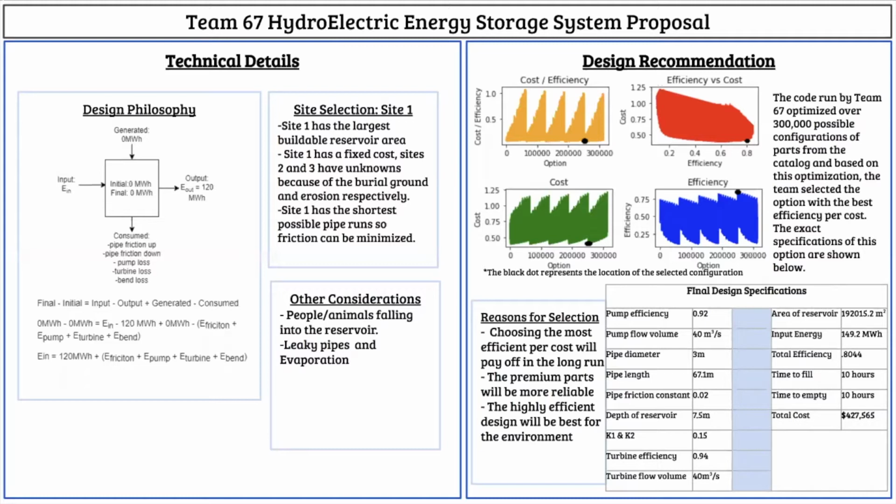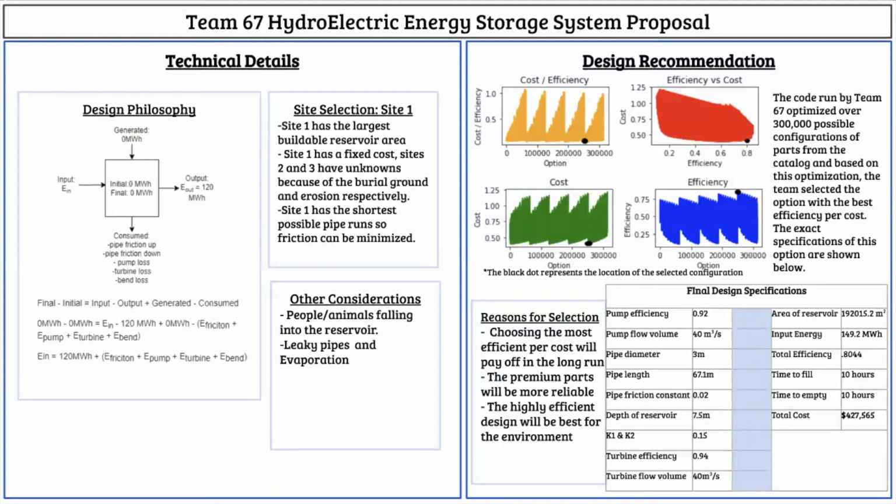The universal accounting equation states that final minus initial is equal to input minus output plus generated minus consumption. But what exactly does this mean? Well, based off of the project description, the team knew that the requested output of the system was 120 megawatt hours. And it was also determined that for the model, the team could assume that the final and initial energies of the system would be zero, and that the system would not generate any additional energy as well.